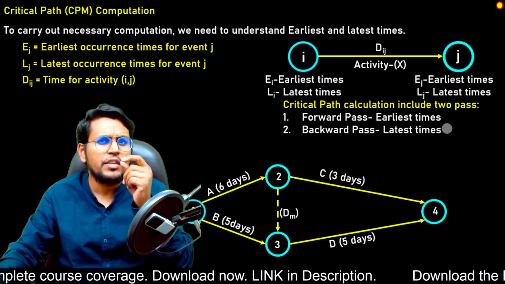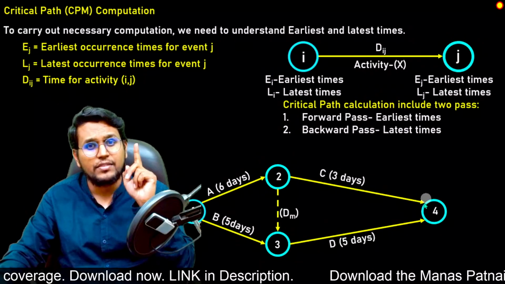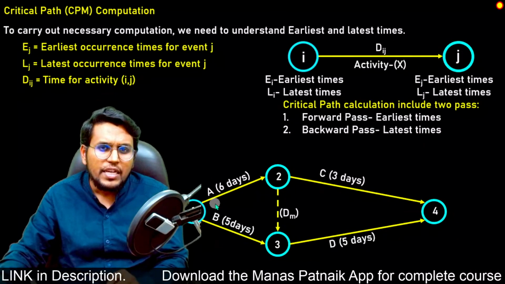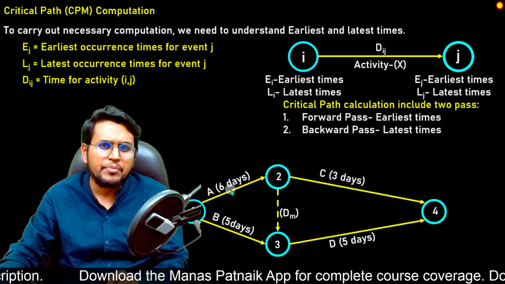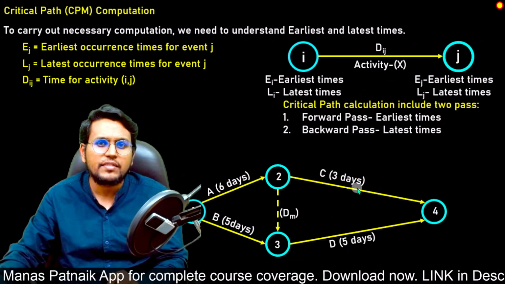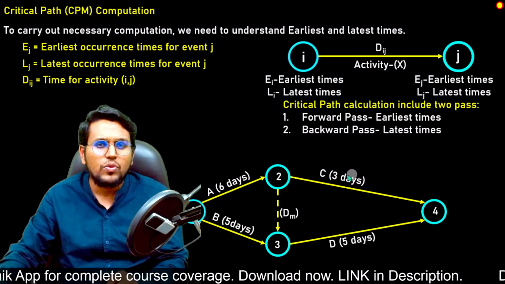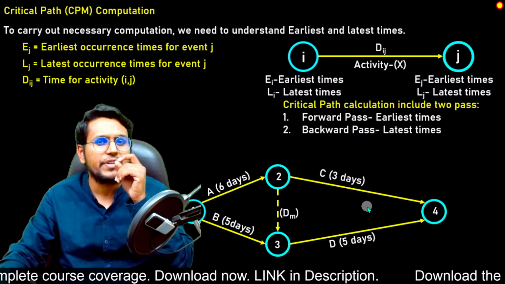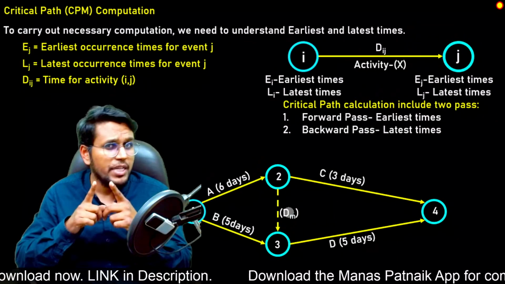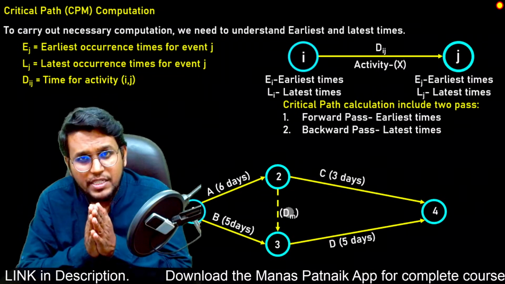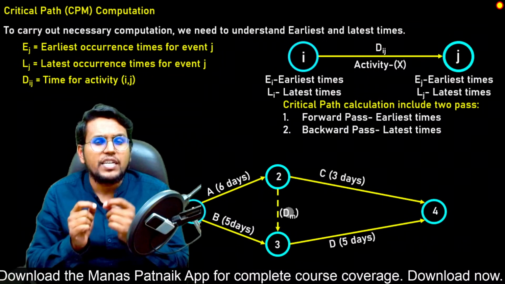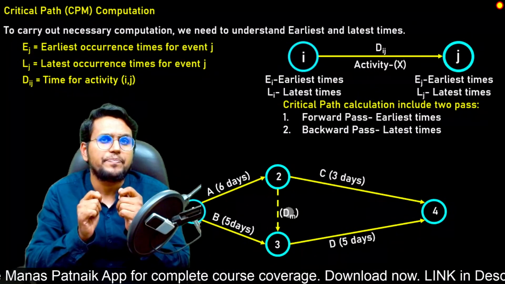Here is a network, similar to what we drew in the previous class. This is the network we have already drawn, and this time the activities have fixed times. Can you see? Activity A has 6 days, activity B has 6 days, C has 3 days, D has 5 days. All the activities have a specific time, and DM is the dummy activity. I hope you remember the concept of a dummy activity we discussed. A dummy activity is nothing but no time consumption. It is only used to show the dependency.